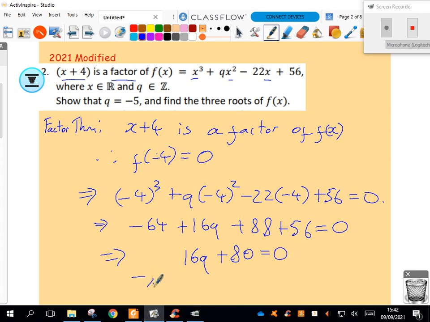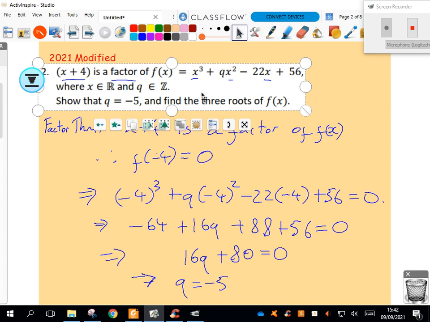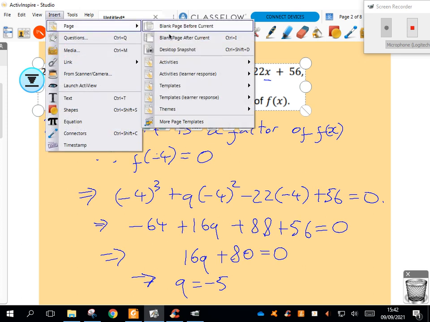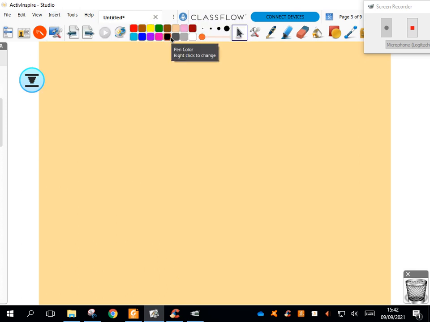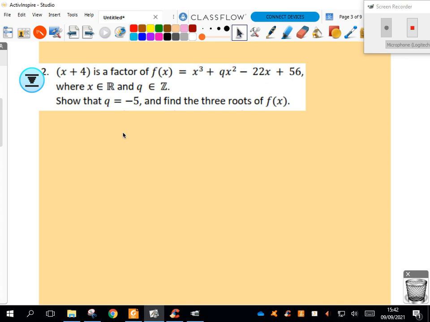Solving that equation, you should find that q is equal to negative 5. So q is equal to negative 5. First part done, q is equal to negative 5. Let me just have a look at the second part here now. And so we're going to find all three roots.